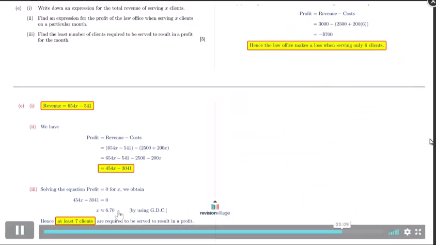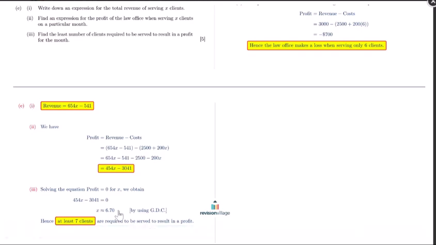Now you can't have 6.70 clients. It's either going to be 6 clients or it's going to be 7 clients. Now, 6 clients will be less than 6.7, so therefore it'll still be loss-making, and we actually did determine that back in part D. So the first number of profitable clients per month will be 7. So hence, at least 7 clients are required to result in a profit for the month.